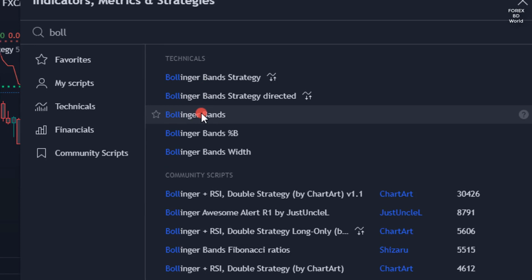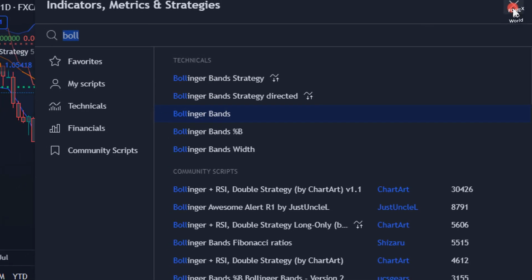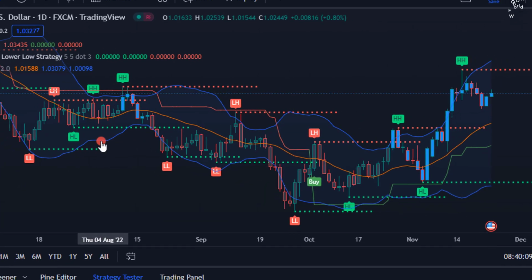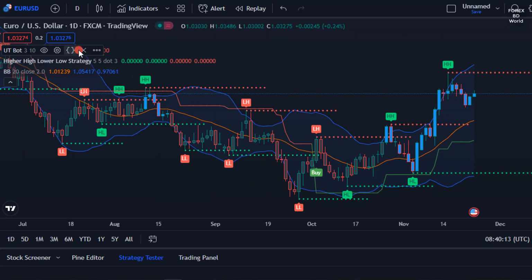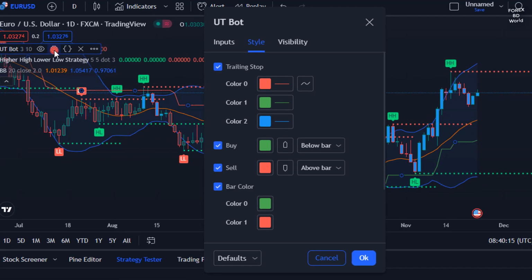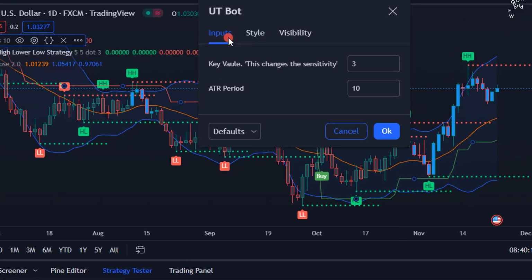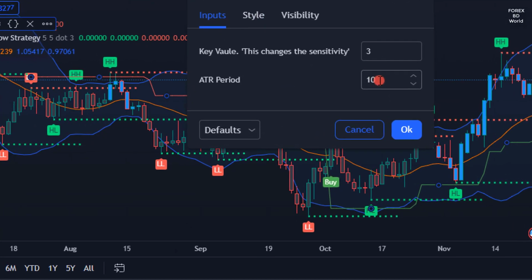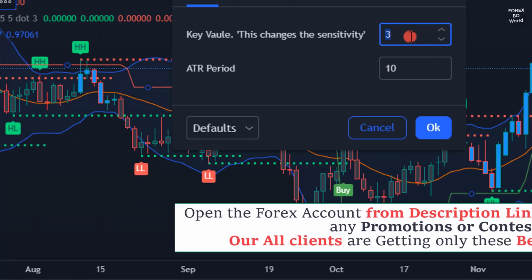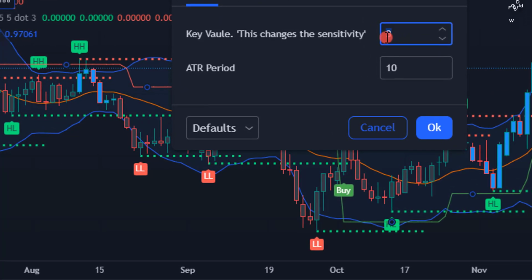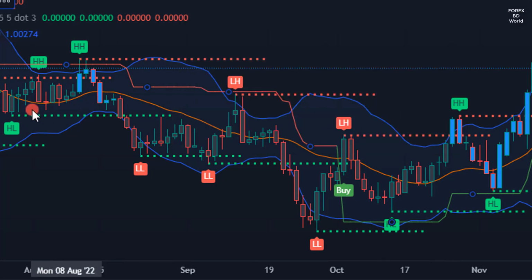What we need to do is to configure these three indicators. That's why we first come to the settings option of the indicator. We come to the settings icon of the UT-bot indicator. Here we come to the input option. Below you can see two options. We will select 3 in the first option. If 3 is given, then you don't have to do anything. If not, you will enter 3. Then if you click OK, this indicator is done.